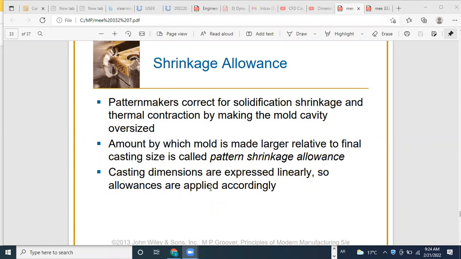Now, casting dimensions are expressed linearly, so allowances are applied accordingly. When we talk about shrinkage, we will see that there is linear shrinkage and volumetric shrinkage. We'll talk about the difference. But in general, when we talk about dimension, we talk about each direction. So in this direction we'll have shrinkage of this percentage, in this direction we'll have shrinkage of that percentage, etc.